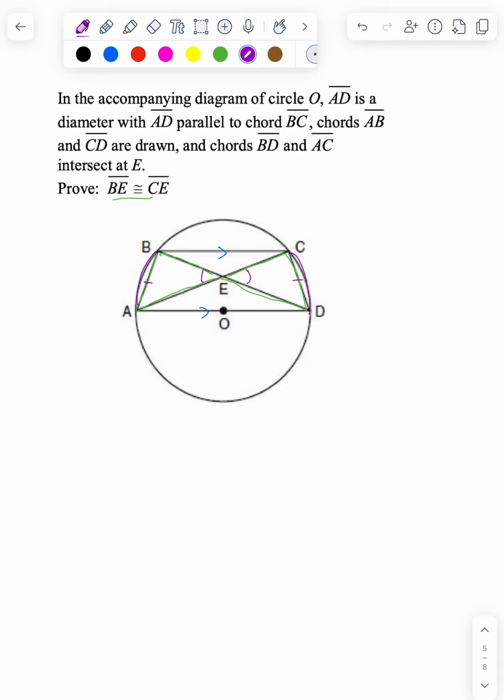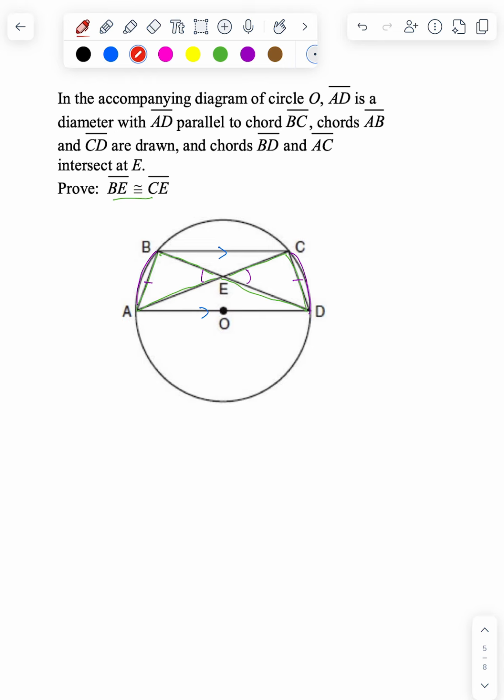We also do have a diameter. I'm just seeing if there's anything else that we can figure out here, because sometimes it takes a minute to figure it out. And there we have it, because we do have a diameter. So sometimes when you can't figure out where to go, look back at the given information, see if it can help you.